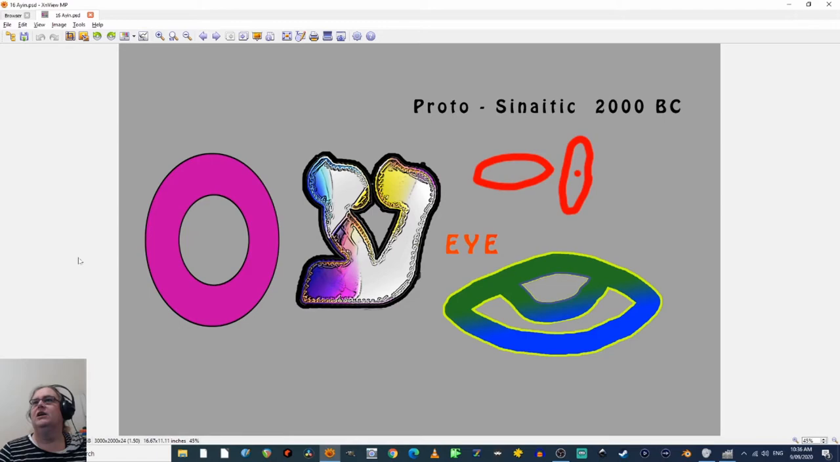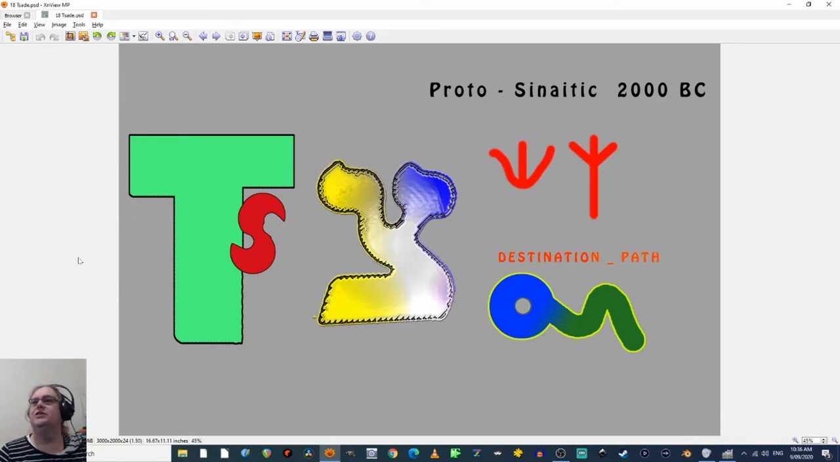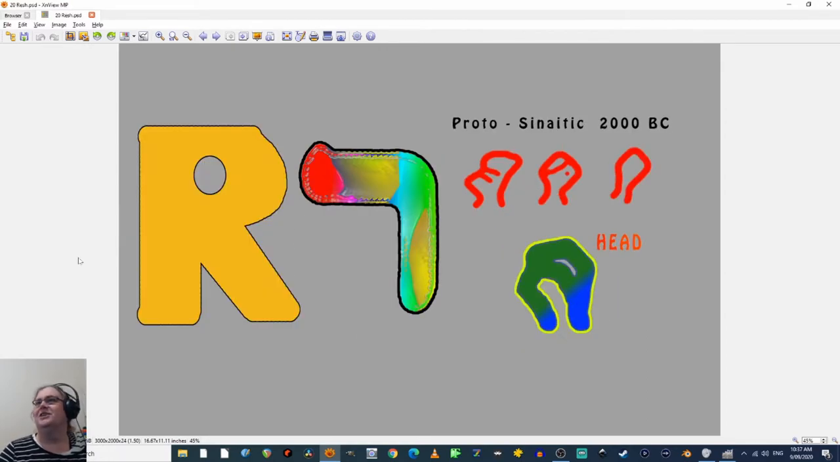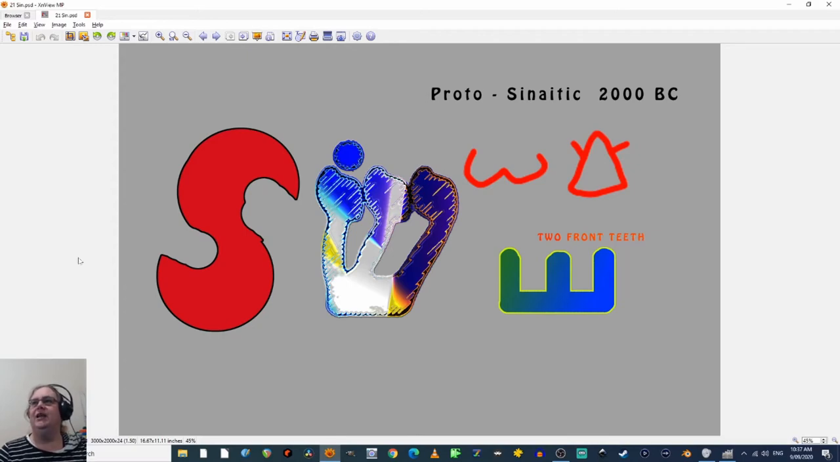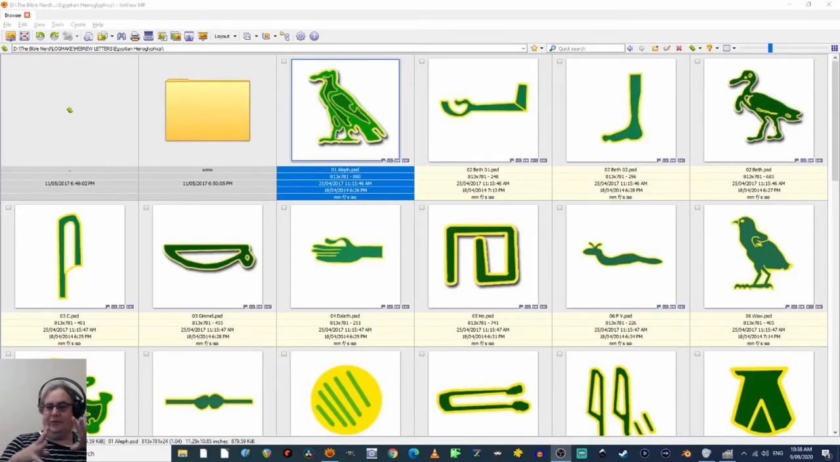Samek is a thorn. Ayin is an eye. Pei is an open mouth. Tsade is destination or path. Kof, a Q, is the sun at the horizon. Unless you're a flat earther, then there's no horizon. Reish is head, like the Wadi el-Hol Reish, yep. Seen is two front teeth, and Sheen is two front teeth as well. And Tav, there's our two cross sticks. So we still haven't got shapes for the letters yet, apart from an ox head, floor thing, whatever. But they're nothing like the English alphabet at all, or any alphabet.